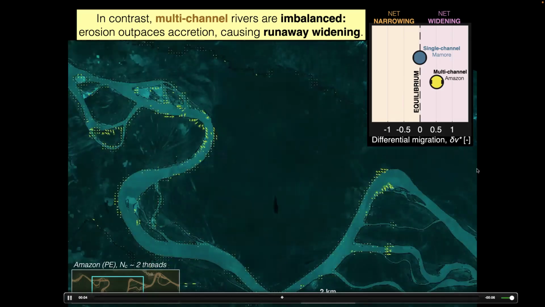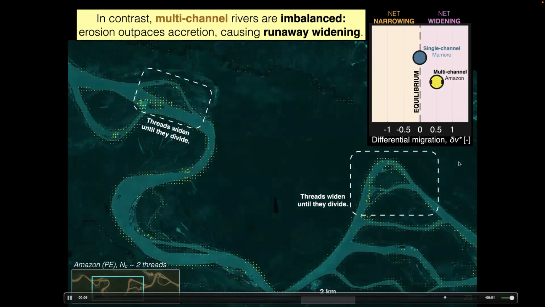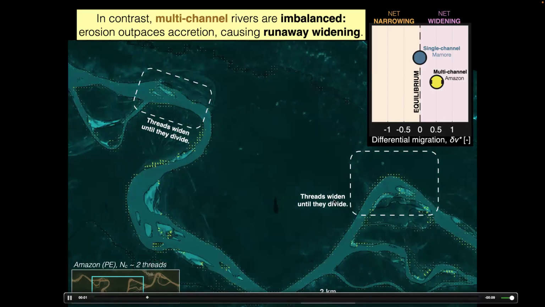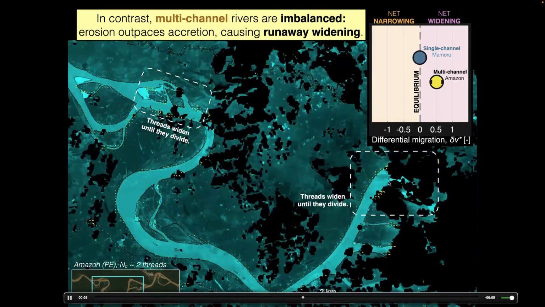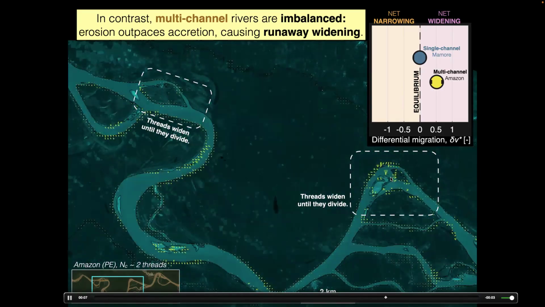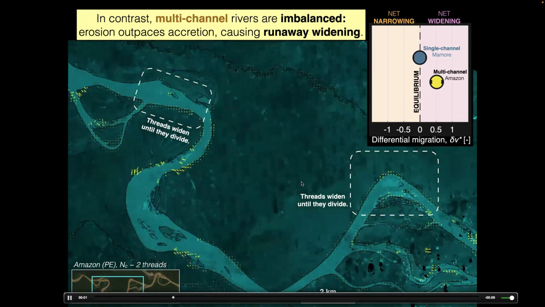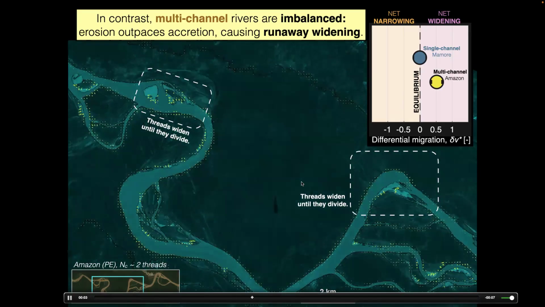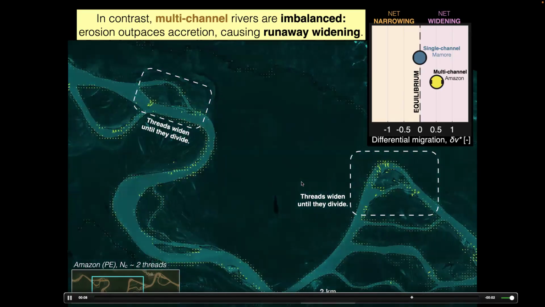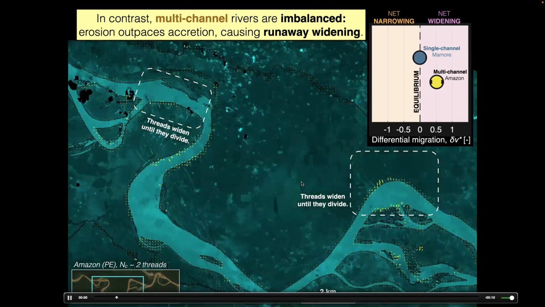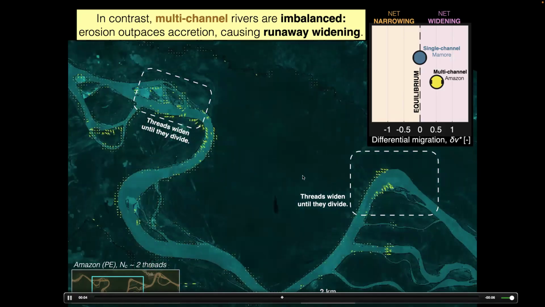And I want to call your attention to these two bends, which I think are really demonstrative for showing what's going on. So basically, as these threads are migrating, they get wider. And that happens until this point where an island emerges in the middle, and then it breaks into two subchannels. So this is what we think is going on along the whole length of the river on average. As they migrate, they naturally widen, then split because they get over-widened. And so that's why we think it has multiple channels in the first place.